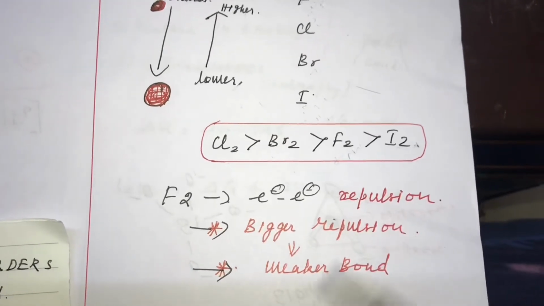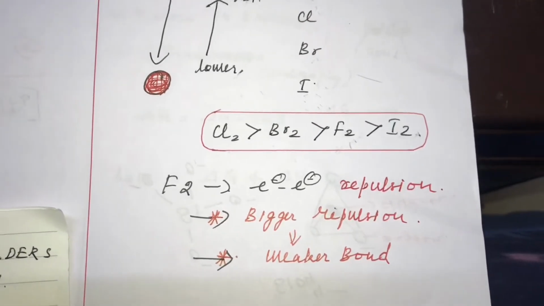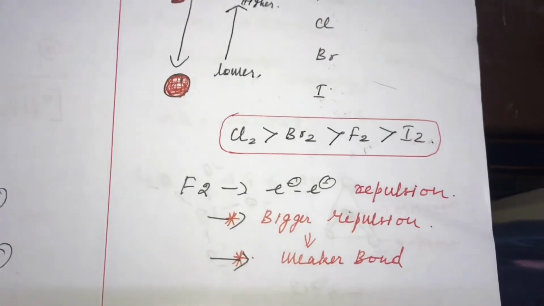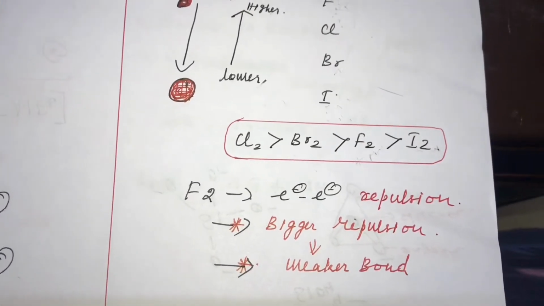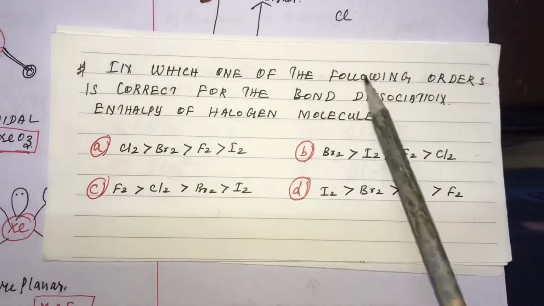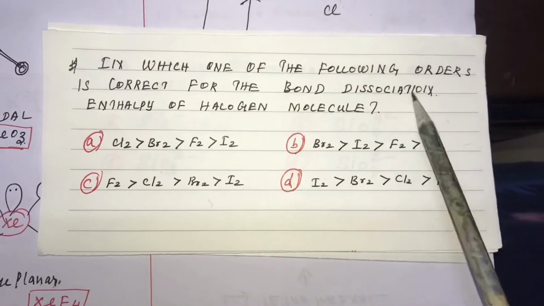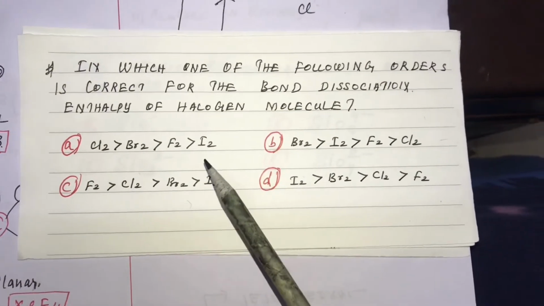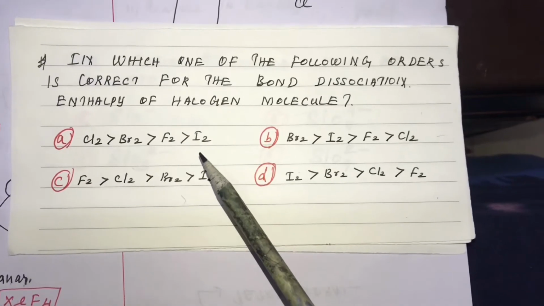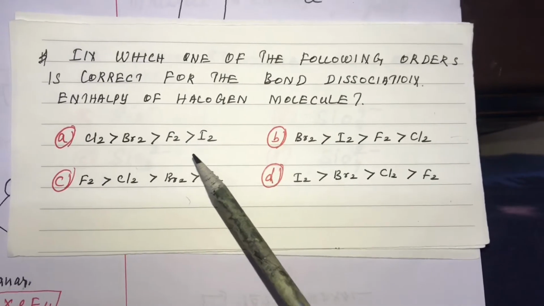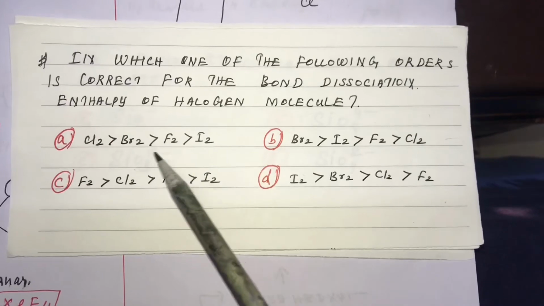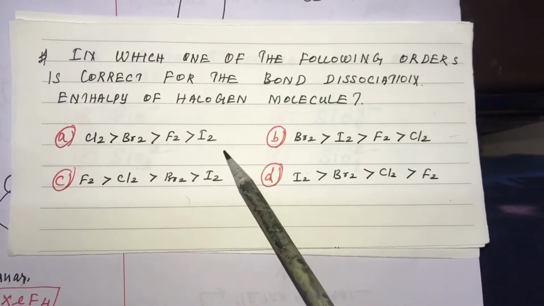So this is the correct order of bond dissociation enthalpy of halogens. In the question given, as the size of the halogen increases, the dissociation enthalpy decreases. The fluorine makes the difference, so A is the correct choice.